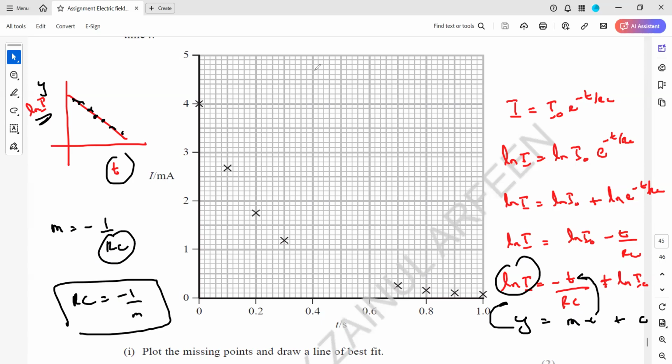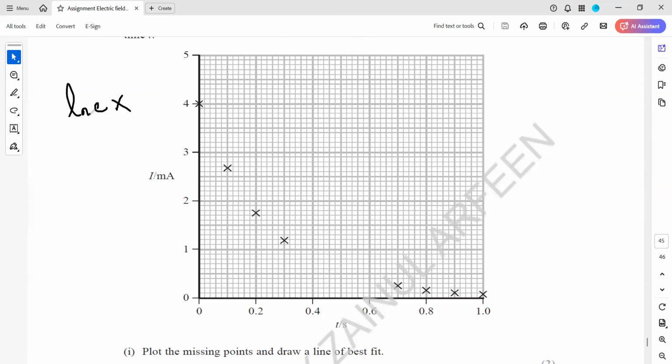ln and e are inverse functions. It's like if I say something is multiplied and divided by 2, it is the same. Multiplication and division are inverse functions of each other, like plus and minus. Same thing, ln and e are inverse functions, so they cancel out each other. If I have ln e^x, it is actually equal to x, because these two cancel out each other.